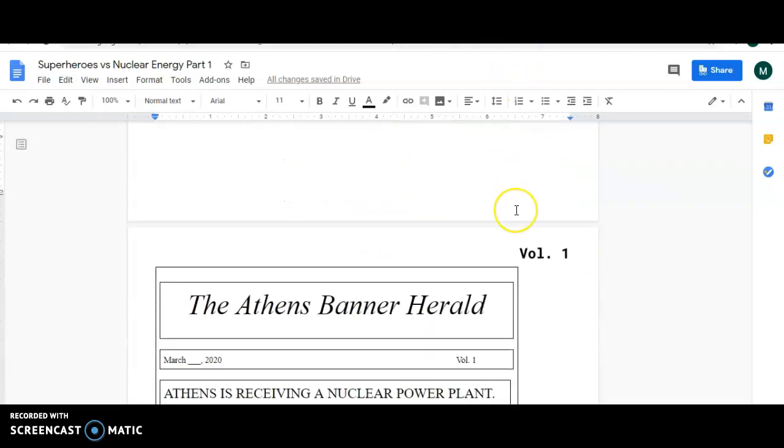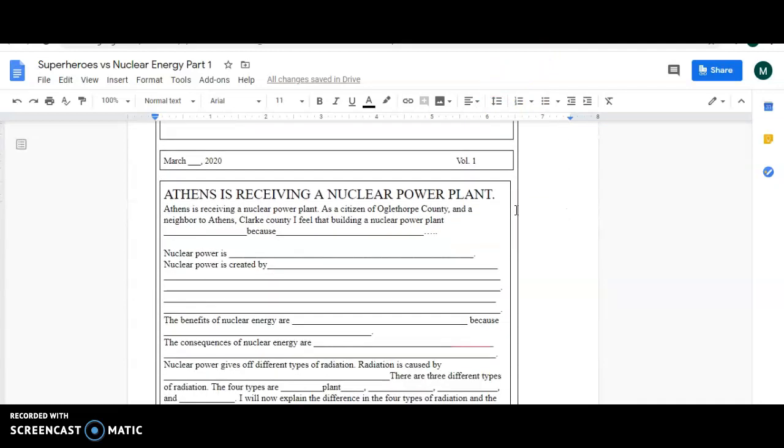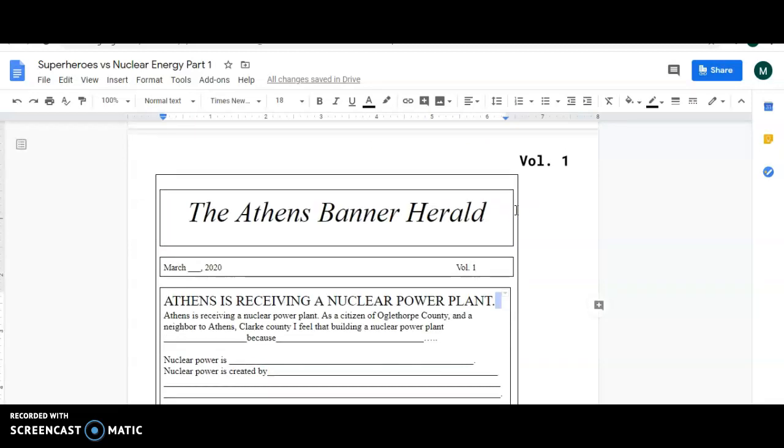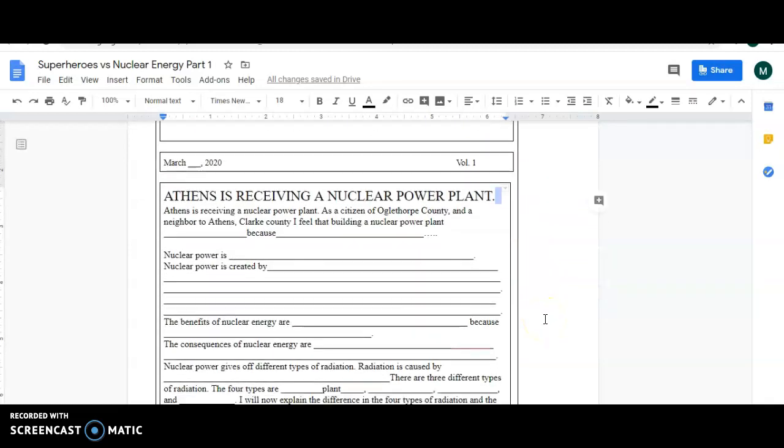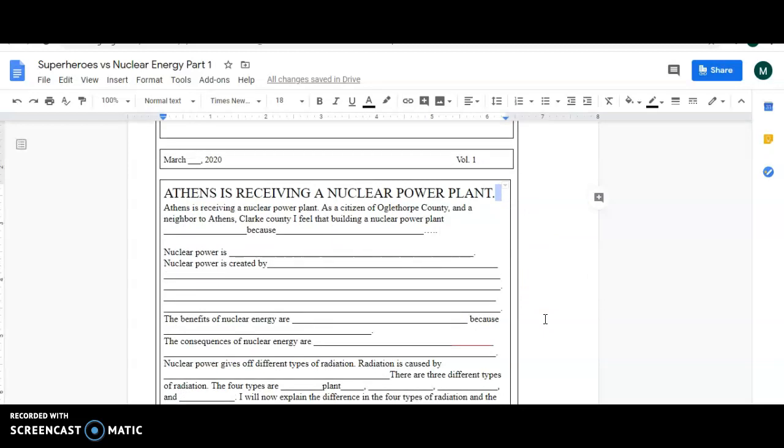On page 69, you're going to see that I gave you an example template. You can see this is my newspaper article, Athens Banner Herald. You could probably go online and even find the correct Athens Banner Herald heading. But I've given you the bare bones minimum, a way to organize your work, a writing frame to help you. Athens is receiving a nuclear power plant. Athens is receiving a power plant. As a citizen of Oglethorpe County and a neighbor of Athens, Clarke County, I feel the building of a nuclear power plant, blah. You'll notice that the way I've organized it, everything that you need to include is there.